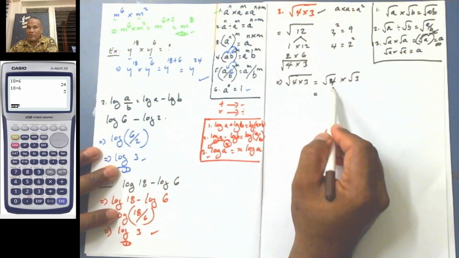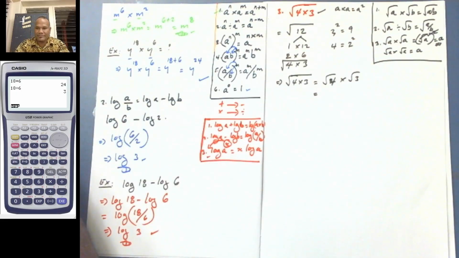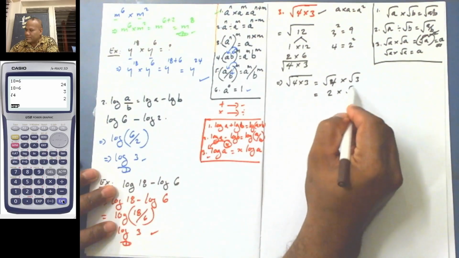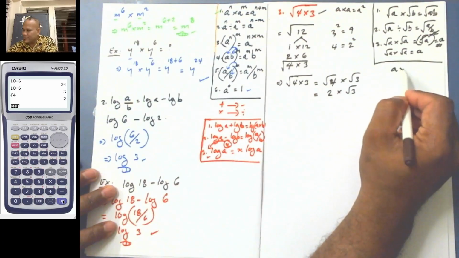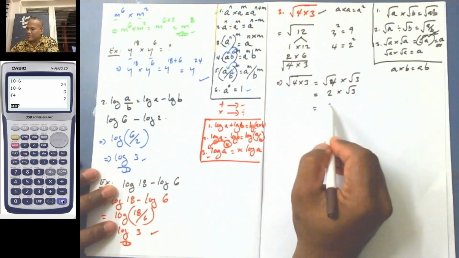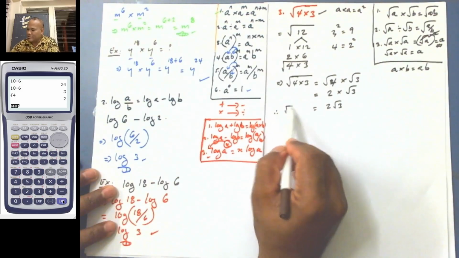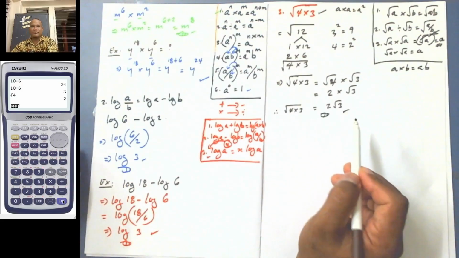But what is square root of 4? You can press it in your calculator if you're not sure. So let's see, square root of 4 is 2. So square root of 4 times square root of 3 is 2 times square root of 3. And what do you understand about A times B? A times B is the same as AB. So 2 times square root of 3 is 2 root 3. Therefore, square root of 4 times 3 is the same as 2 root 3.